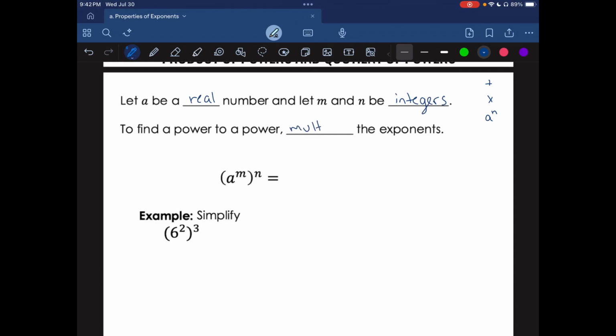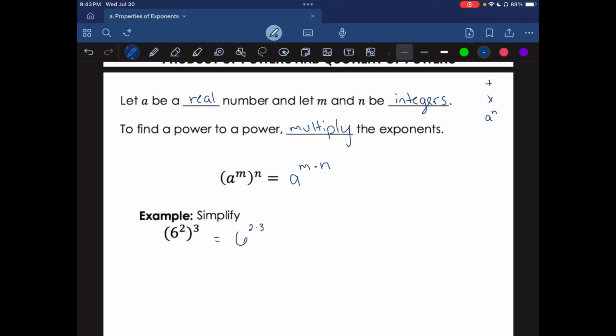So what this would look like in real life with actual numbers, I've got 6 squared, and that's being cubed. So this is going to look like 6 to the 2 times 3 power, which is 6 to the 6th power. And this is the last crazy exponent I'll do, and I'll start leaving them written as a base to an exponent. But it would be 46,656.